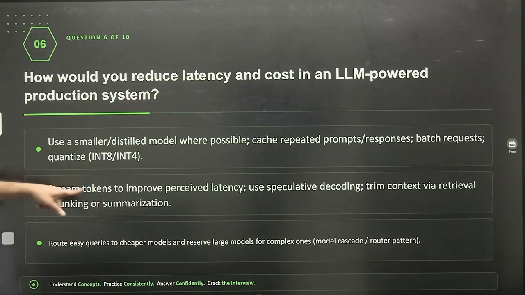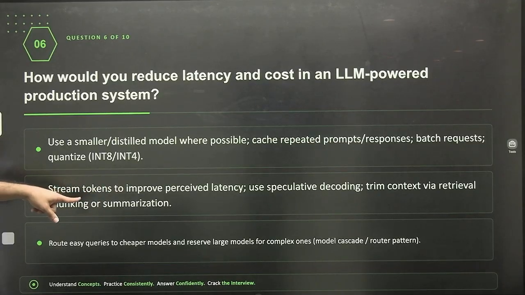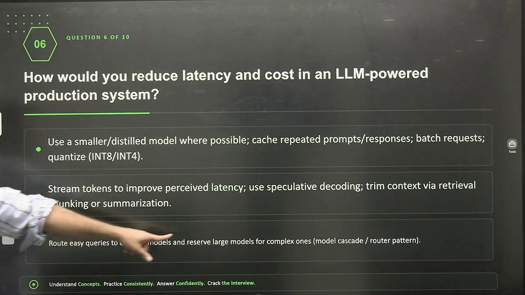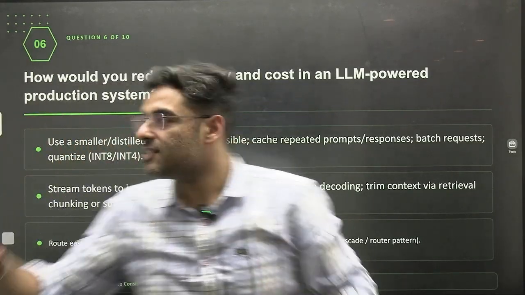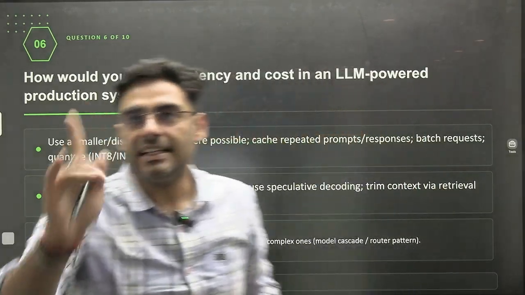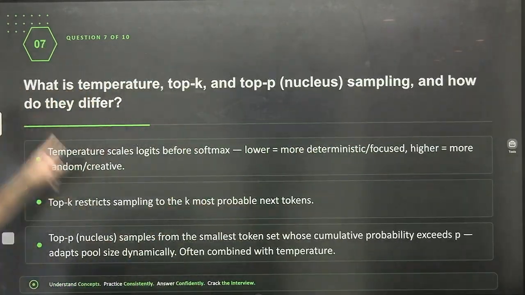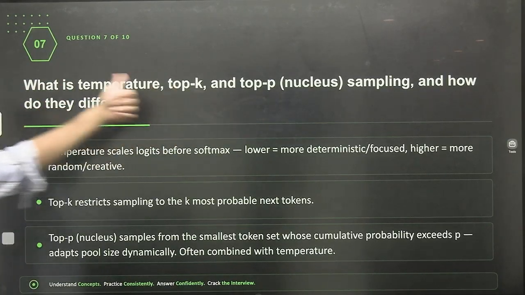Then stream tokens to improve perceived latency, and we can use speculative decoding. We can trim context via retrieval, chunking, or summarization. Then route easy queries to cheaper models and reserve large models for complex ones. Okay, so yes, I understand it's not a very detailed answer, but this is one of the highly asked questions that I have gathered. Okay, then what is temperature, top K, top P sampling, and how do they differ?